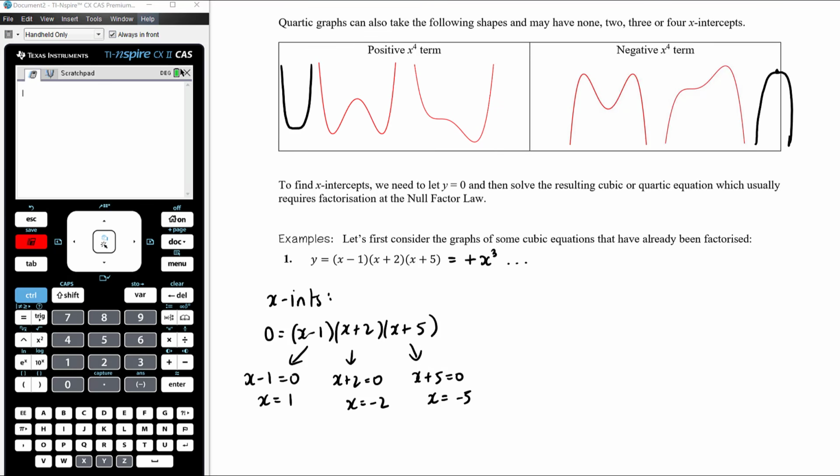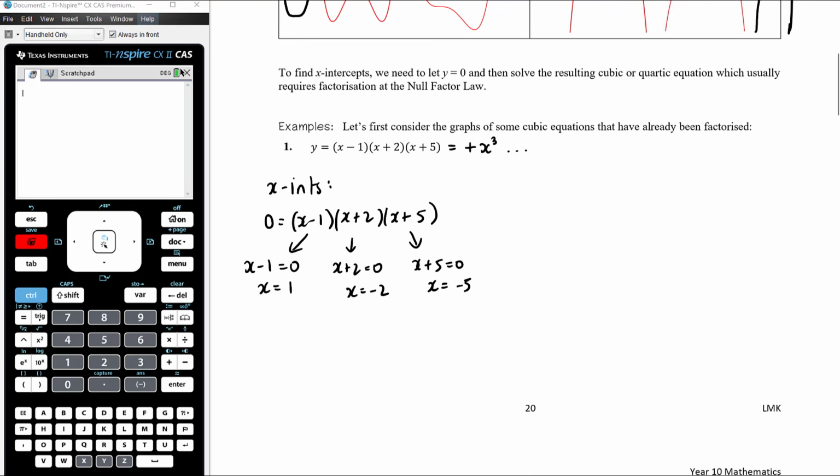Okay, so if we think about it, we know it's going to be a positive cubic, we know it's got 3 x-intercepts, so the x-axis has to sit somewhere in here, and we know those x-intercepts are at negative 5, negative 2, and 1. So we've actually already pretty much got a good sense of what our graph looks like. Let's draw that better, let's make sure we scale where those intercepts are a bit more accurately.